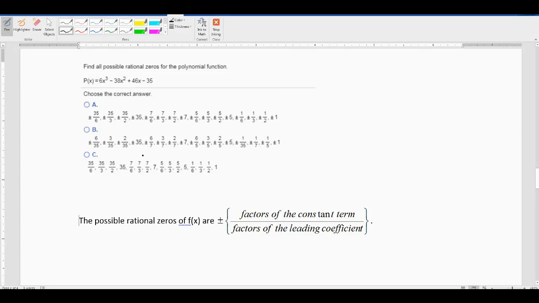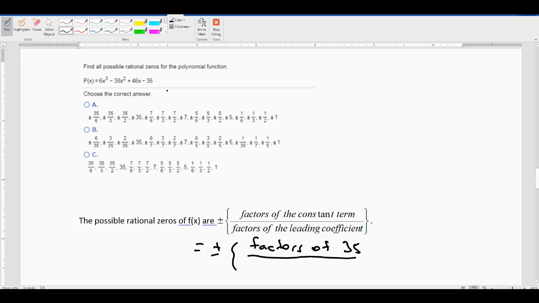For this particular problem, you're asked to find the possible rational zeros of this given function. Now these are the answer choices, and here's what we're going to use. We're going to use just a little fraction, and the numerator consists of the factors of the constant term. The constant term in this case is 35 or negative 35, however you want to look at it. Now, since we're doing plus or minus, we can just use the 35.